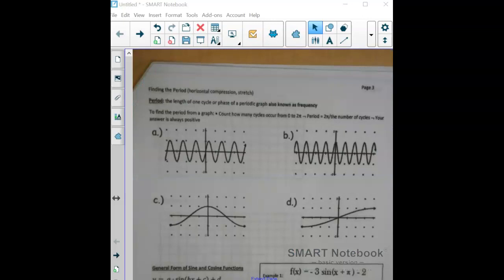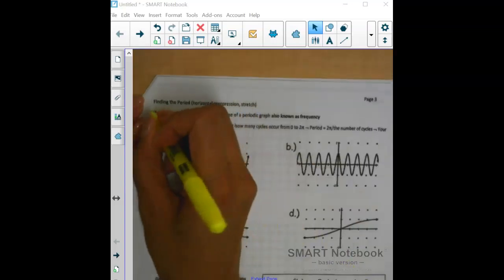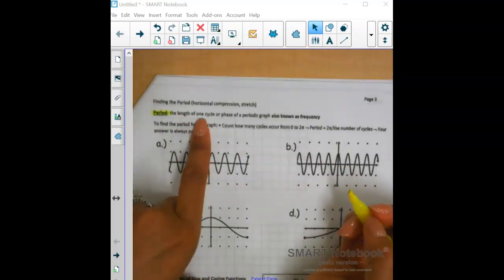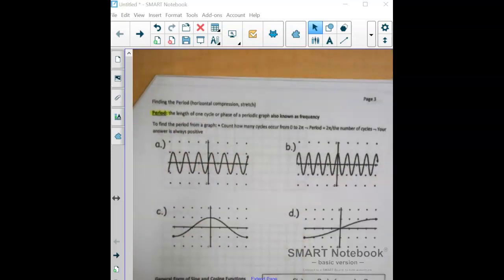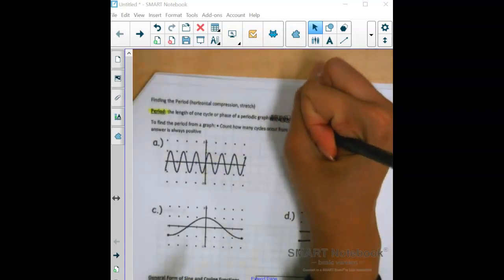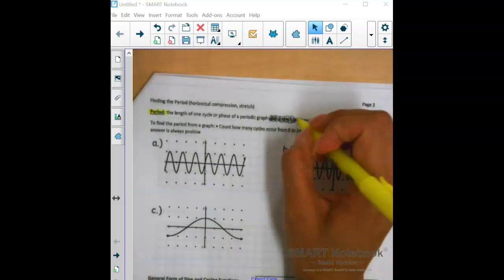All right, so for the period, get your highlighter out. Okay, so with finding the period, that is going to be a little different, but it's actually pretty simple. In order to find a period, that's determining the length of one cycle or phase of your periodic graph. It says that it's also known as frequency, but I don't like defining it as frequency. I give a different definition to frequency.